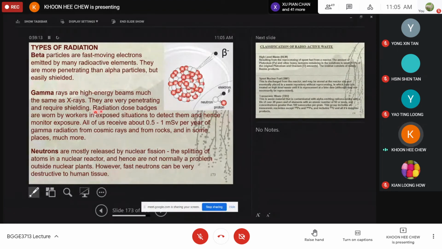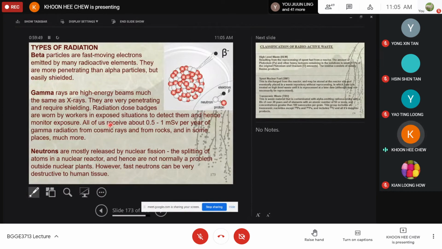Radiation badges are worn by workers in exposed situations to monitor their exposure. Those workers are required to wear the badge, and the badge will change color or something similar to indicate the exposure limit. Have you seen people wearing radiation dose badges? For example, if you go to a hospital for an X-ray, the person who helps you do the X-ray wears a badge on their clothing or uniform to show their exposure limit.